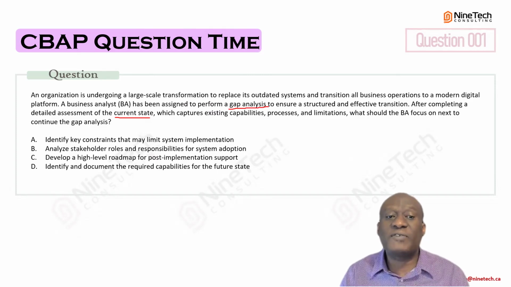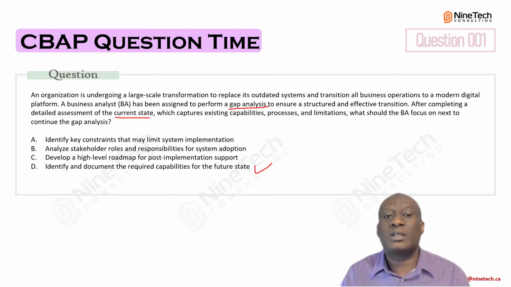A, identify key constraints that may limit system implementation. Okay. B, analyze stakeholder roles and responsibilities for system adoption. Yeah, that looks more like a current state, not a future state. C, develop a high-level roadmap for post-implementation support. Yeah, the roadmap is your future state, but let's see if we have a better answer. D, identify and document the required capabilities for the future state. I think I'm going to go in with D.